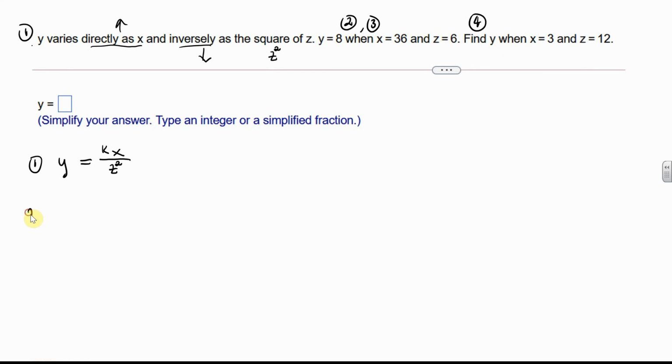So step number 2, I'm going to take that second sentence and look at what they give us. And they give us that information in that second sentence so that we can find k, so we can determine the constant. So here they give us y. They say y is 8. So I'm going to say 8 is equal to, I have that constant k, and that's times 36, because that's x. And then that's divided by, here it says z is 6, and that's 6 squared. Right? So when I simplify that, I have 8. Now, 6 squared is 36, so I get 36 divided by 36. They cancel out.